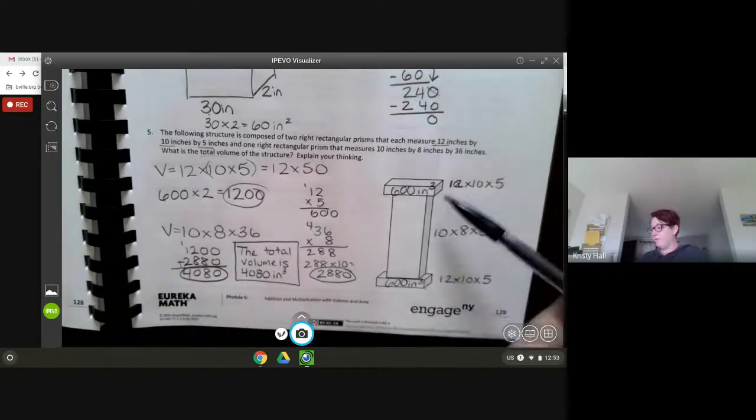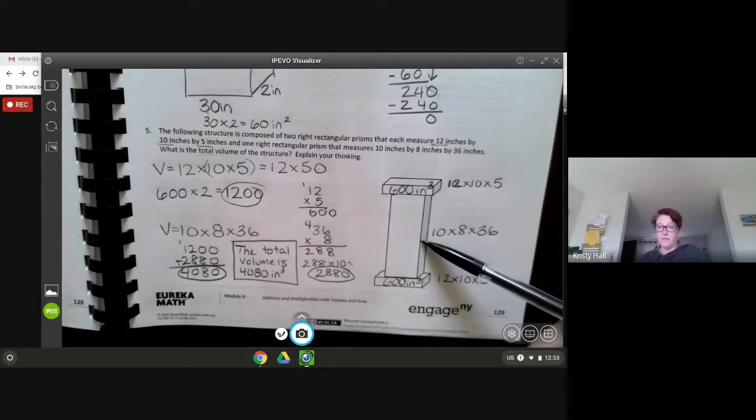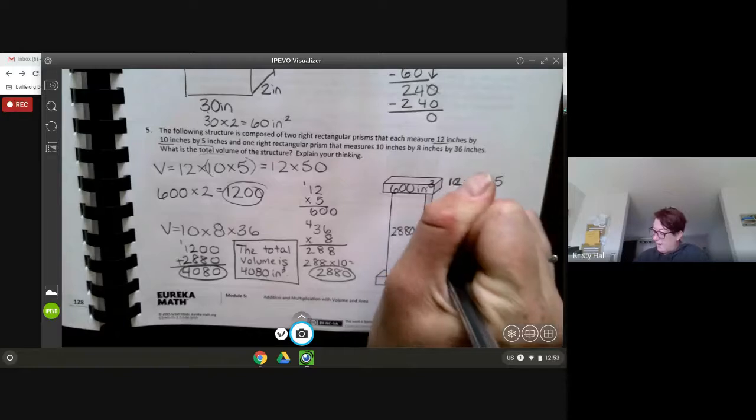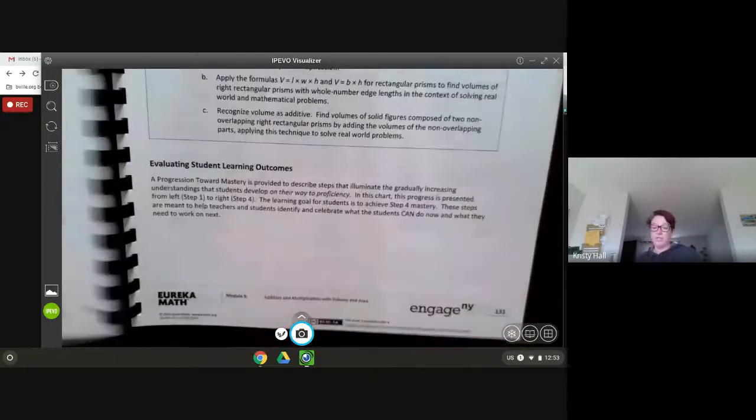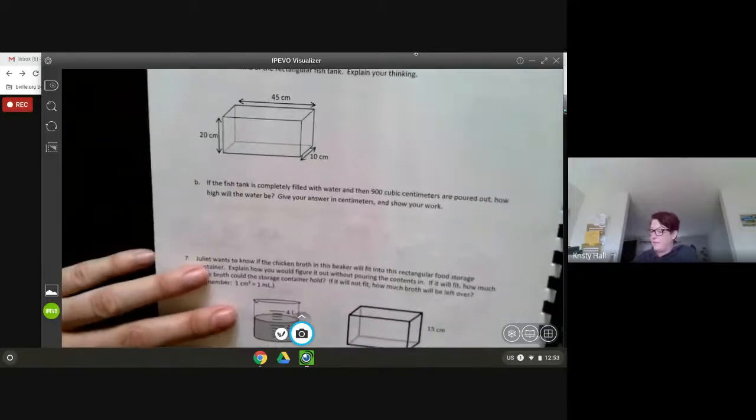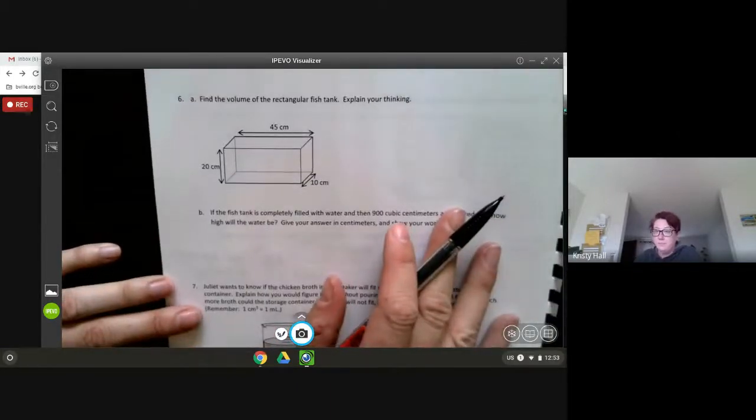So again, I found the volume of the two smaller figures, the volume of the center figure, and then I added those together. All right, so now let's look at the last question you did today, which is number 6. Number 6 asks us to find the volume of the rectangular fish tank and explain your thinking.